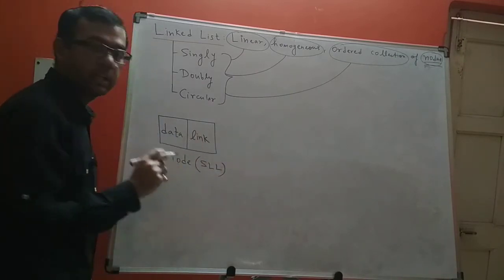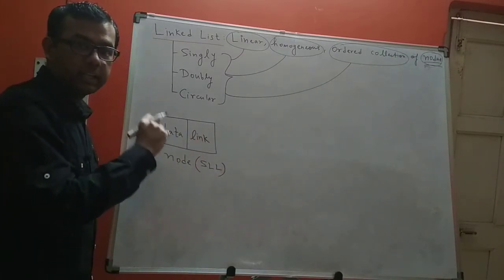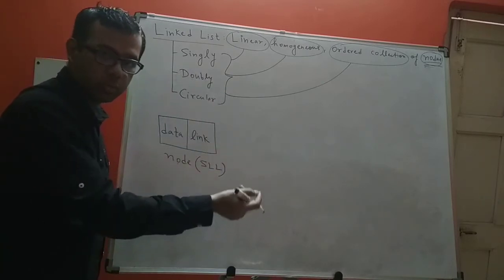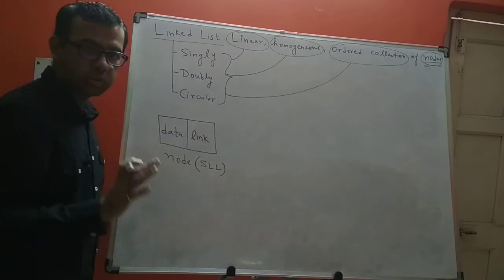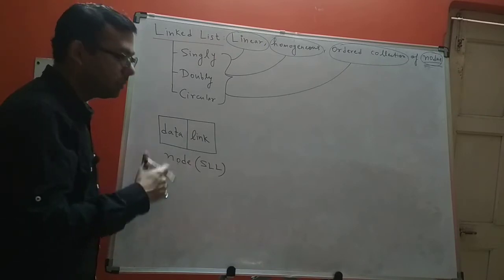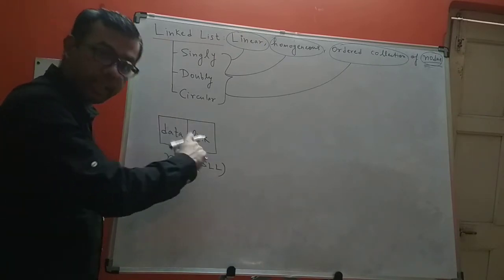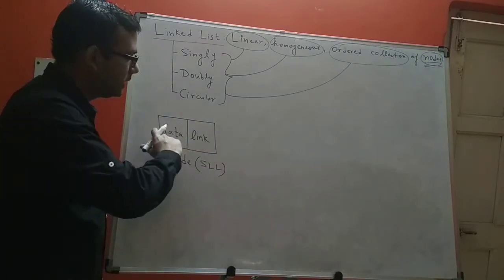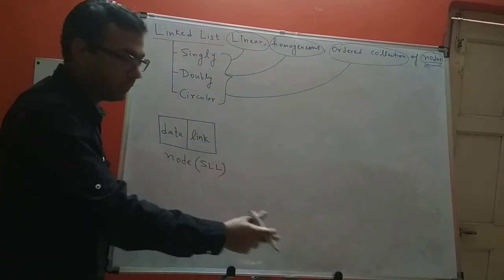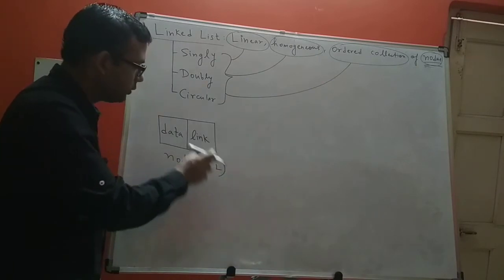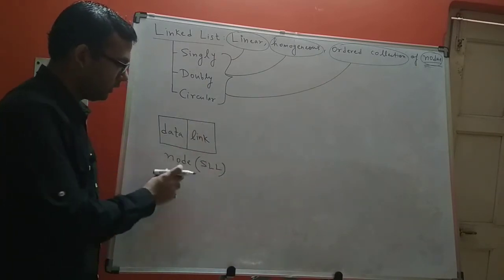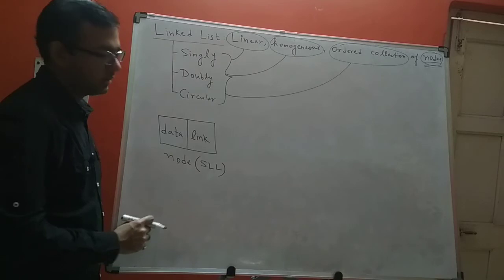What is the link part? The link part will contain the address of the next node. See, merely creating nodes is not enough. If you're trying to build a linked list, alongside creating nodes, you will have to link the nodes together so that the collection can be complete. In order to link the nodes, we have a link part.